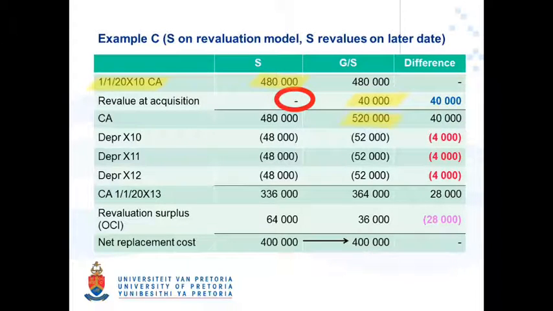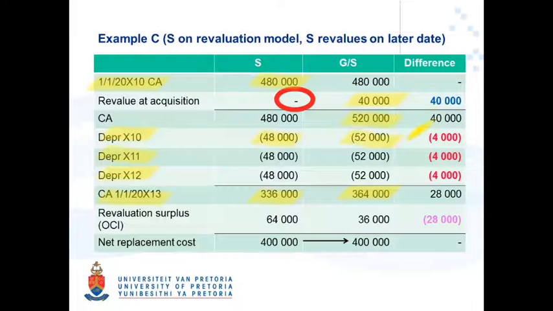Since acquisition date, further differences were identified. For X10, X11, and X12, which are the previous 3 financial years, we identified differences in the depreciation recognized in S and the depreciation that we want to be recognized in the group. S recognized depreciation of 48,000. Because we have an increased carrying amount, the depreciation in the group should have been 52,000 for 3 years, leading to an annual adjustment of 4,000 Rand. On 1 January X13, the carrying amount of this equipment in S is 336,000. In the group statements, the carrying amount will, however, be 364,000 Rand.